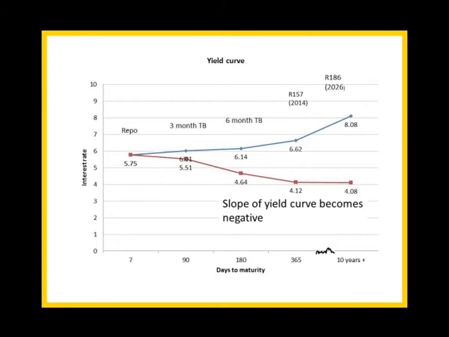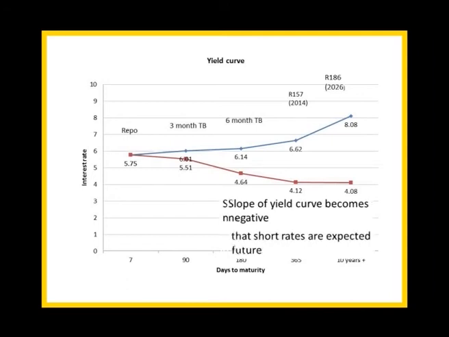Sometimes the slope of the yield curve can become negative, as we have here, this red curve. And this will happen when there is an expectation that short rates are going to decrease in the future. So when the yield curve has a negative slope, it's an indication that interest rates are expected to fall sometime in the future.